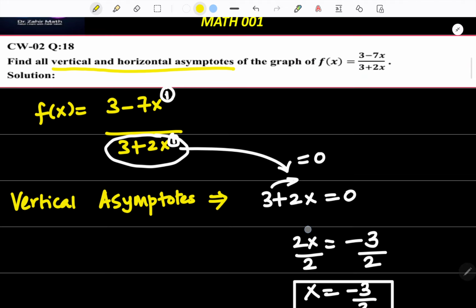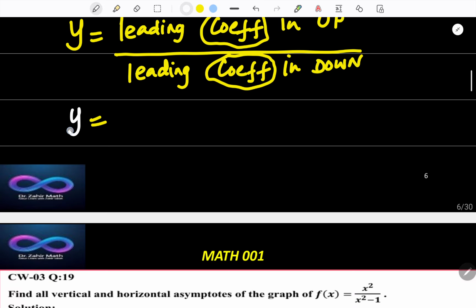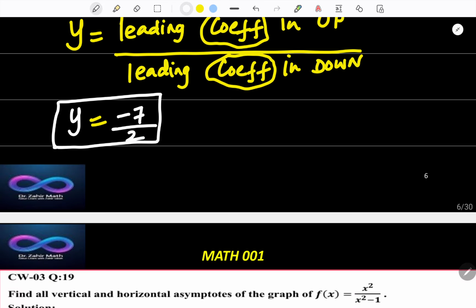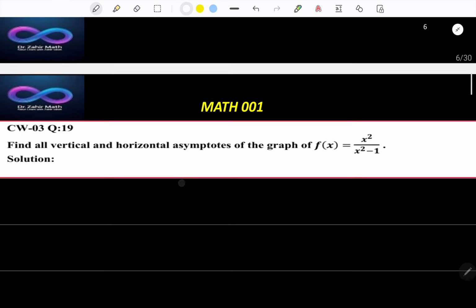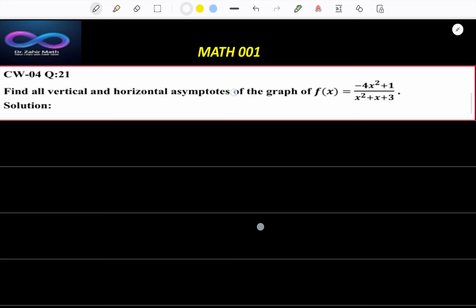Look at the question everybody. He is the big power. What is his coefficient? Minus 7. And this is the big power. What is its coefficient? 2. So minus 7 and 2. So y is equal to minus 7 by 2. Clear everybody? So easy. Right. Let's go to the next question.